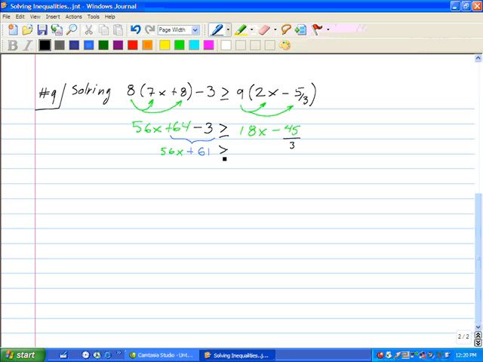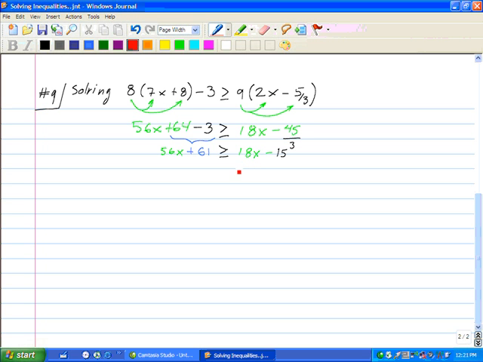Bring down my inequality. Bring down the 18x. And now I'll go ahead and divide. 45 divided by 3. That will give you 15. Now I have a problem just like number 7. I combine like terms from one side onto the other. Let's combine the x's first.